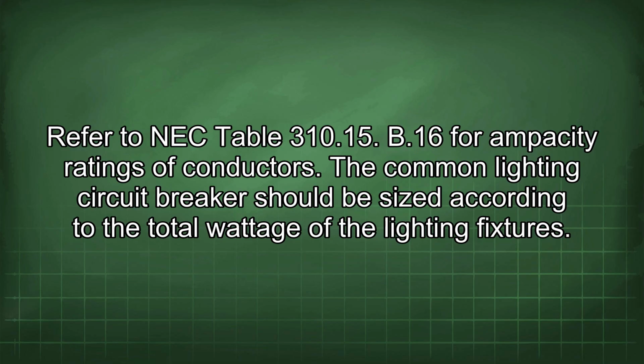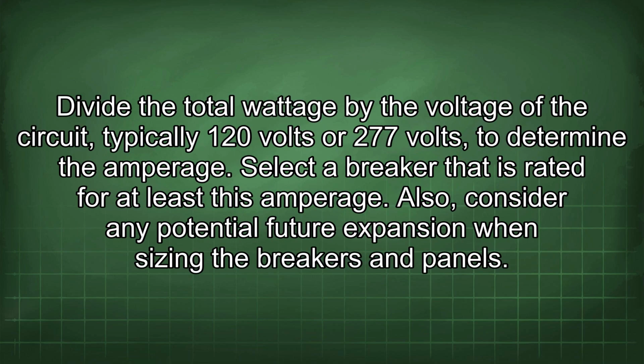Refer to NEC Table 310.15(B)(16) for ampacity ratings of conductors. The common lighting circuit breaker should be sized according to the total wattage of the lighting fixtures. Divide the total wattage by the voltage of the circuit, typically 120 volts or 277 volts, to determine the amperage. Select a breaker that is rated for at least this amperage.